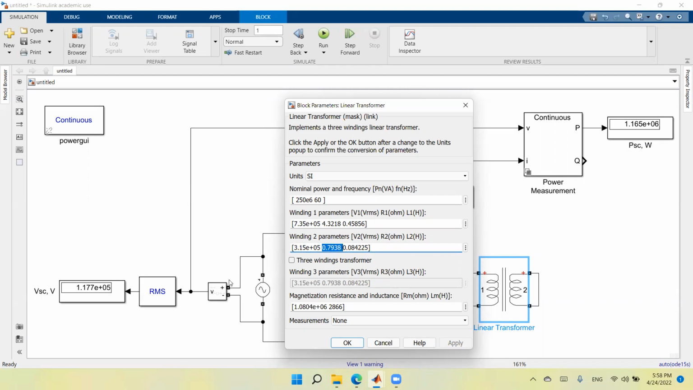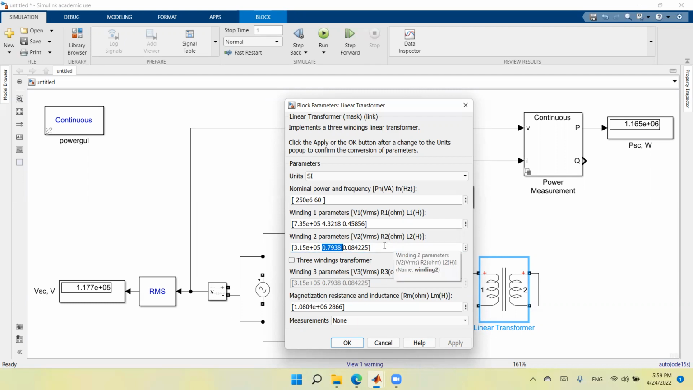The resistance that you calculate using the short circuit test is R equivalent primary. So you need to refer the secondary side resistance to the primary side and then add it in series with the primary side. To refer it, you multiply it by a squared, where a is the transformation ratio. So a will be V primary divided by V secondary, which is 735 kilovolts divided by 315 kilovolts. You take the square of this transformation ratio, multiply it by R2, and then add it to R1. This is the value that you can compare with the R equivalent primary that you find in your calculation.